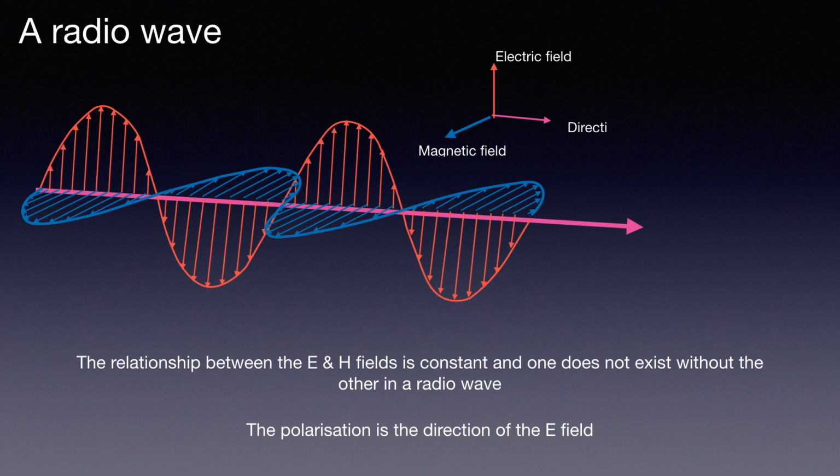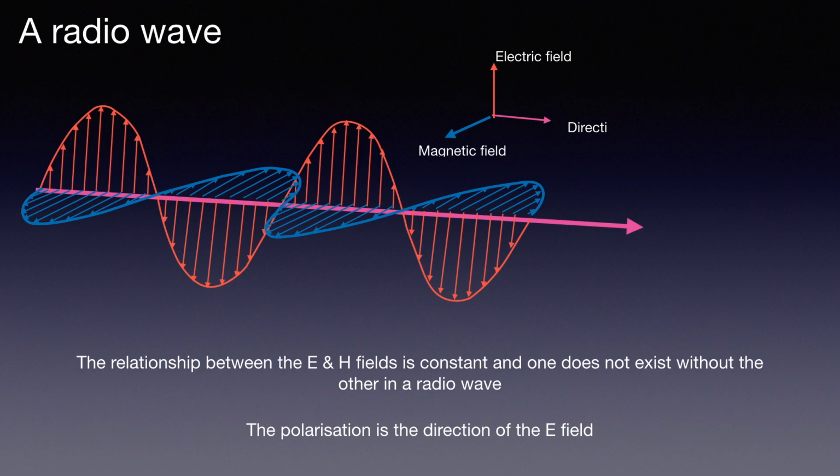It is possible to have only an E field or only an H field, but if they are coherent, in other words at the same frequency and both there together, then it is a radio wave. Otherwise it's simply an electric field or a magnetic field, and they don't propagate very far. It's this co-relationship which makes radio waves go further.